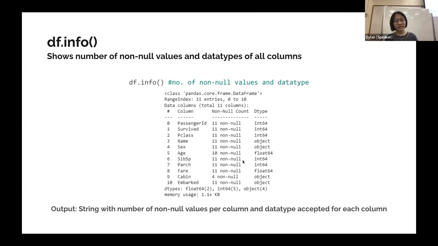So as you can see, under H, there are also 10 non-null objects. What this means is that there is actually one null value in the column. Same for cabin: if there are 4 non-nulls, then that means there are 7 null values in the column.